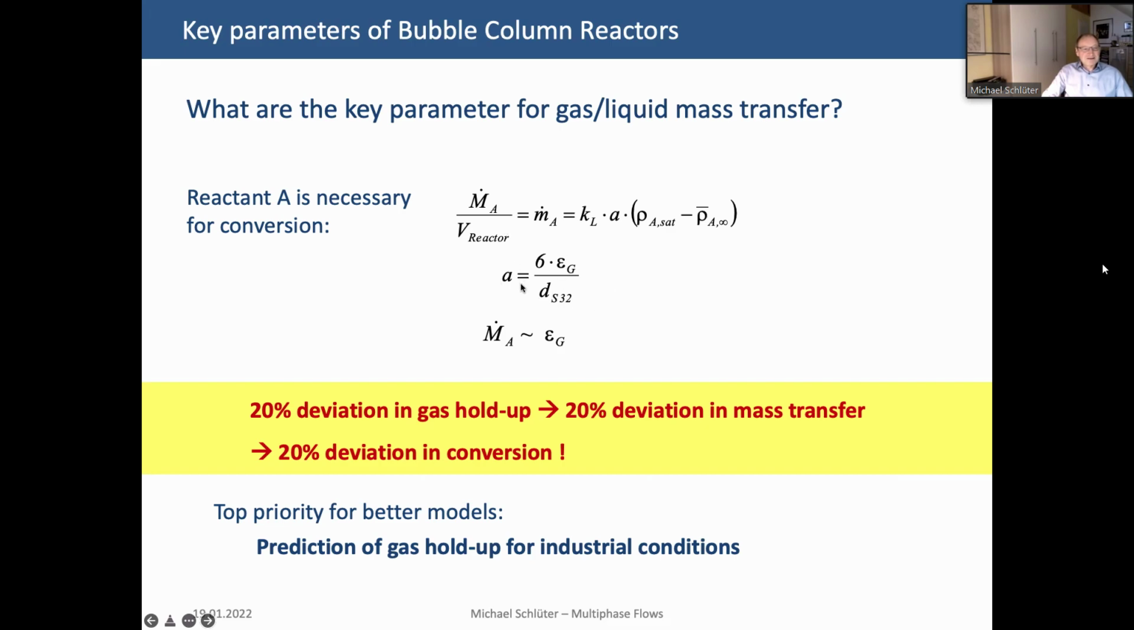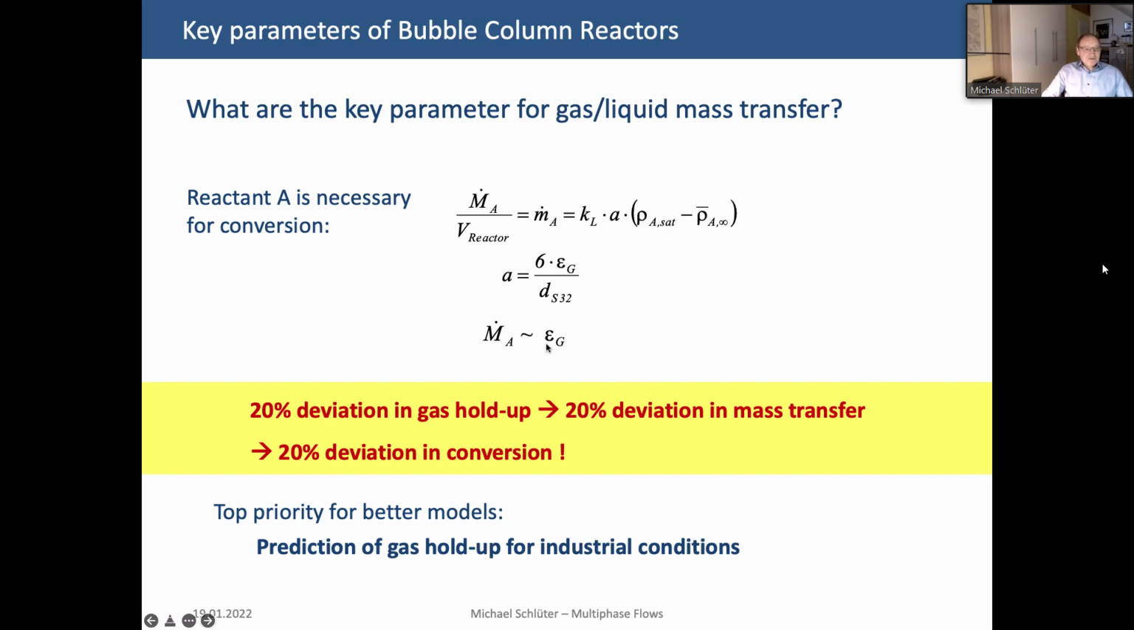But if you look at that more carefully, then you see from this equation and that equation that obviously the mass that is transferred, what we are interested in, this might be the mass of an educt, for example, oxygen that has to be transferred to a biocatalyst to transform a certain product. So this is a mass flow rate. This is directly proportional to epsilon, the gas hold up.